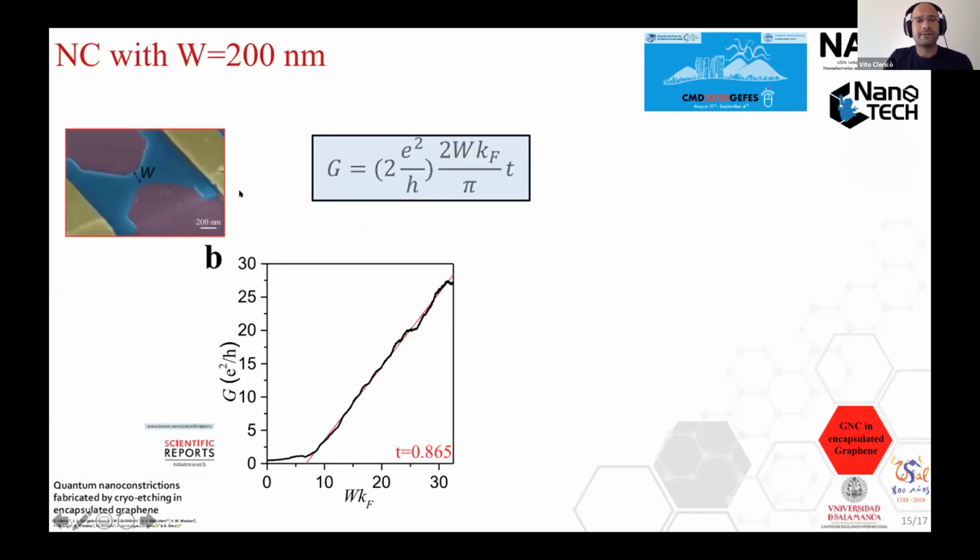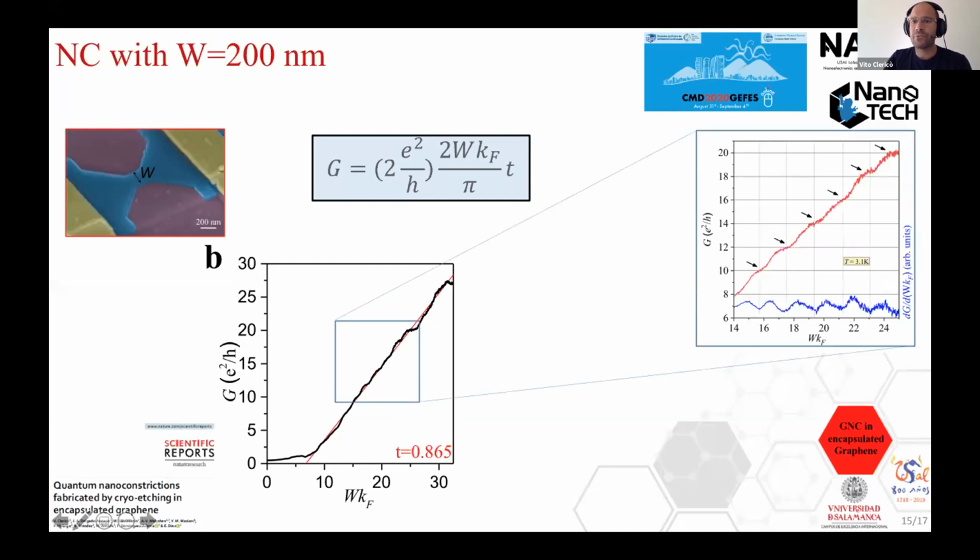When we compare the constriction with the semi-classical formula, so we plot the conductance with respect to the wave number multiplied by the width of the channel and the transmission coefficient, we saw, in this case for a constriction of 200 nanometers, that there is a linear behavior, which is typically an indication of the ballistic regime. And from the fit of this linear behavior, we observe a very high transmission coefficient, very close to 1, so very close to the ideal one. And we obtain these results for different kinds of constrictions.